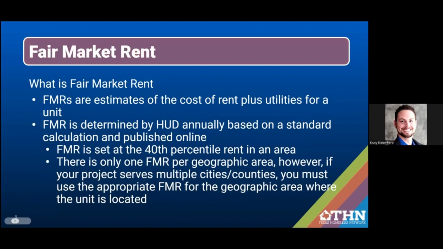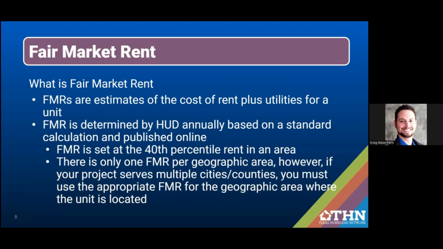All right, so briefly here about fair market rent. So what is fair market rent, or FMR? FMRs are estimates of the cost of a unit plus the utilities for that unit. FMR is determined by HUD annually based on a standard calculation, and those determinations are posted online annually. There is a link at the end of this presentation to HUD's website where you go to check for FMRs.